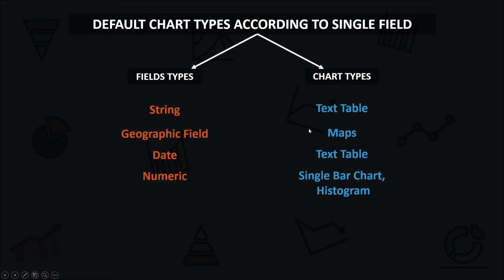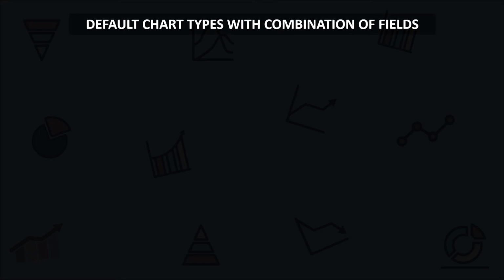As a recap, we have text table for string data. We have maps for geographical field. We have text table for date, and if date is being used with numerical measure, then we can also create a line chart with it. We have single bar chart or a histogram for numeric data. Besides these, we have some other charts that would be used with the combination of fields.